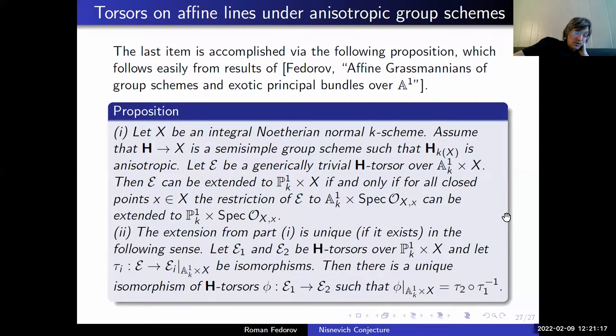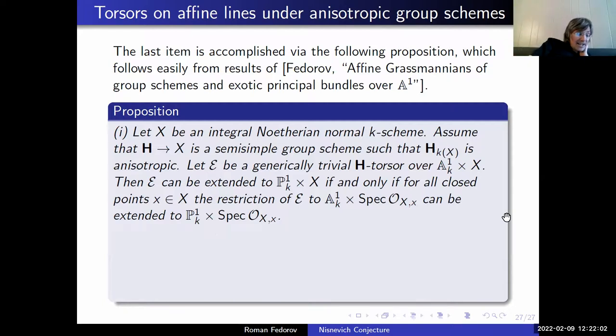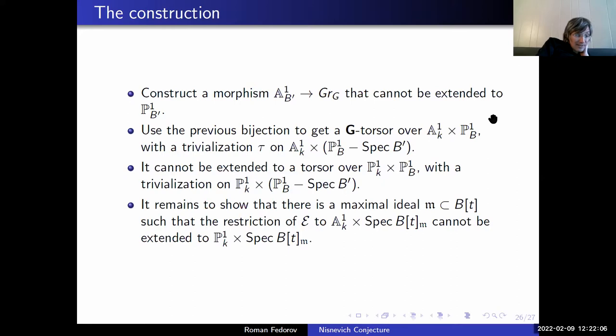So in a sense, the first part follows from the second. The second part follows from the fact that affine Grassmannians of anisotropic group schemes do not have sections. Right, so if I had two different extensions, it would give me a section of the affine Grassmannian. But affine Grassmannians, as I explained in this exotic paper, do not have sections if the group scheme is anisotropic. And the first part follows from the second, essentially, because if you can do something locally, but this extension is unique, then you can glue the extensions.